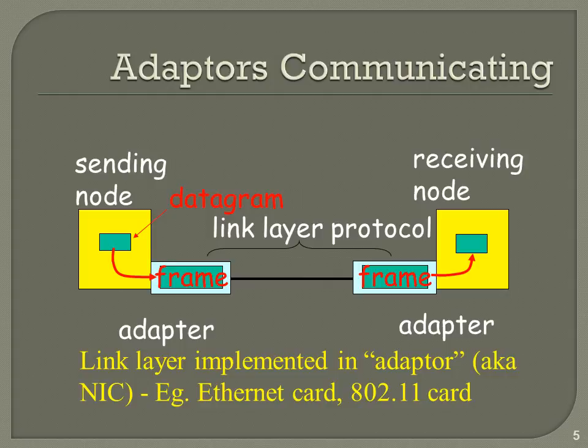So what will happen on the sender side is that the datagram which comes from the network layer will be given to the network interface card, and it is the job of the network interface card to convert that into frames and then into bits and then send it out as signals on the physical link. On the receiving side, the signals are received by the network interface card, converted into bits, and then frames are extracted from that, and then the data is extracted from the frames and given to the network layer on the receiving side.